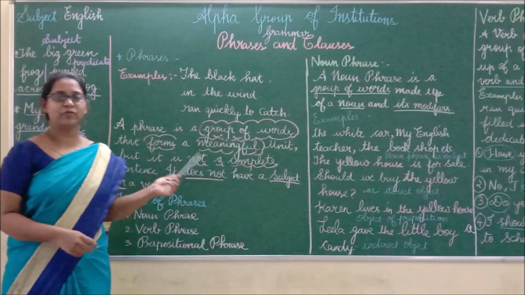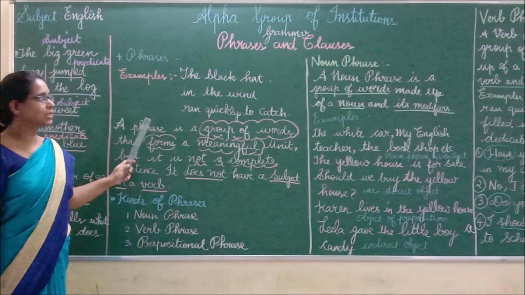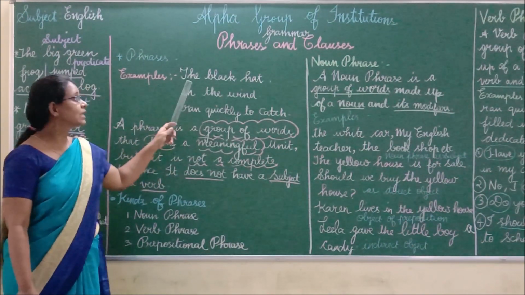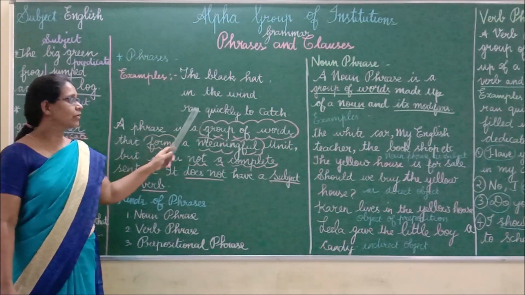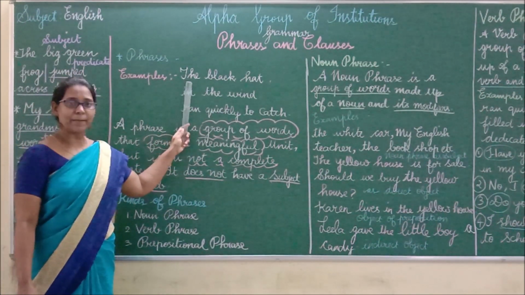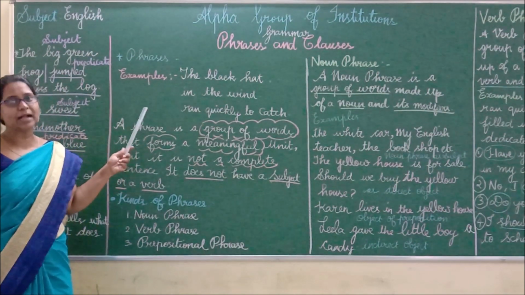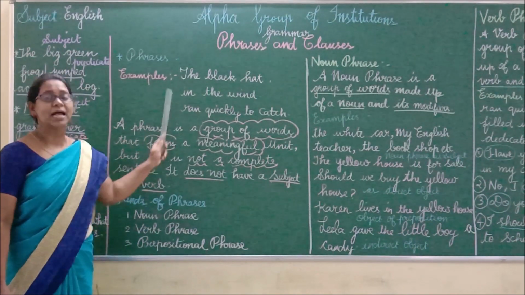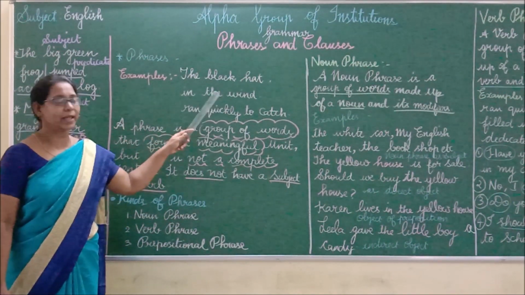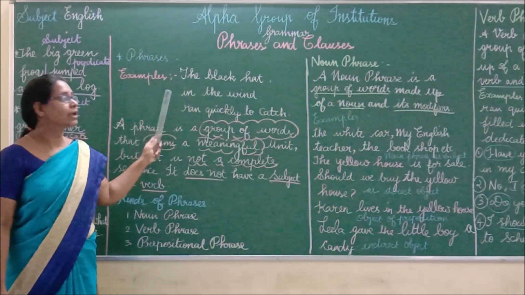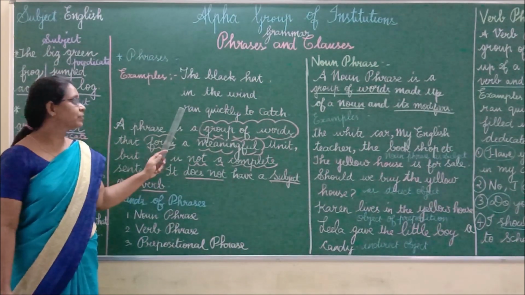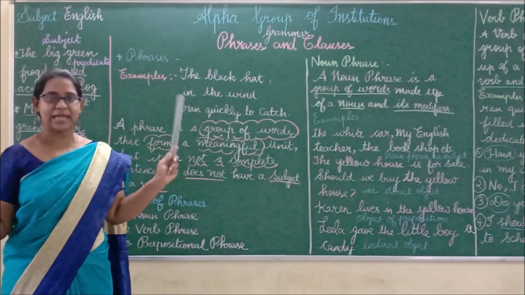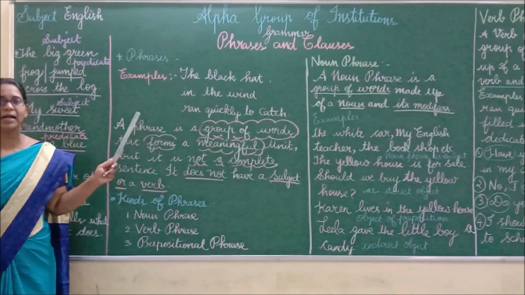Now we will see what is meant by phrases. Okay, see these examples. The black hat in the wind ran quickly to catch. Is it a complete sentence? No, it is not a complete sentence, but it gives a meaning, isn't it? The black hat, by reading this we can understand what it is. In the wind, also we can understand. Ran quickly to catch, this also we can understand, but it is not a complete sentence.